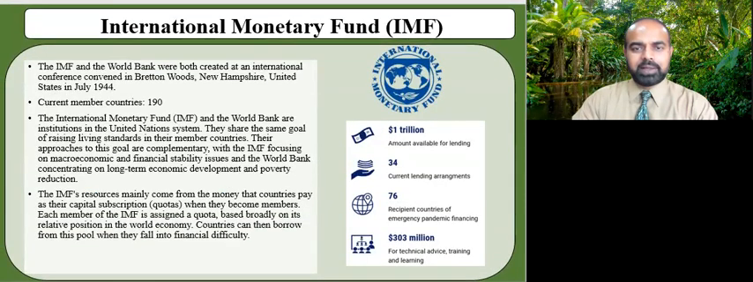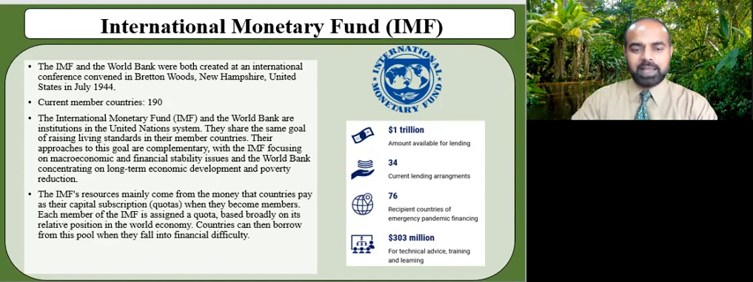Another multilateral bank or agency is the IMF, or International Monetary Fund. The IMF and the World Bank were both created at the international conference convened in Bretton Woods, New Hampshire, United States in July 1944. The goal of the conference was to establish a framework for economic cooperation and development that would lead to a more stable and prosperous global economy. Today, its membership embraces 190 countries.